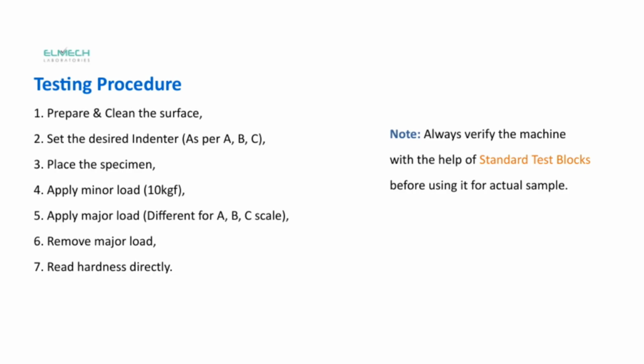Following that, we apply the major load, which varies depending on whether we're working with scale A, B, or C. This load is essential for creating the indentation. Once the major load has been applied for the required duration, we carefully remove it. Finally, we read the hardness directly from the scale or indicator. This straightforward process ensures consistent and accurate hardness measurements, which are vital for assessing material properties in our overall quality control.